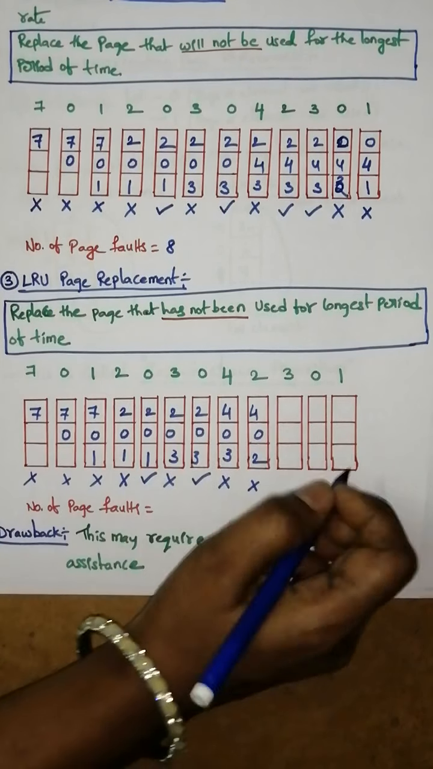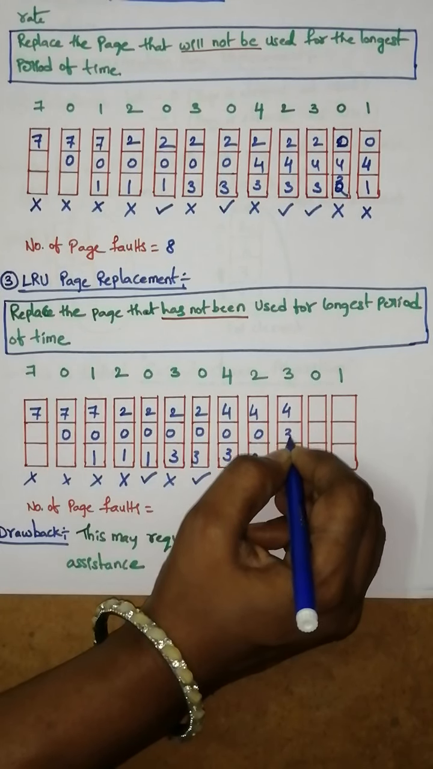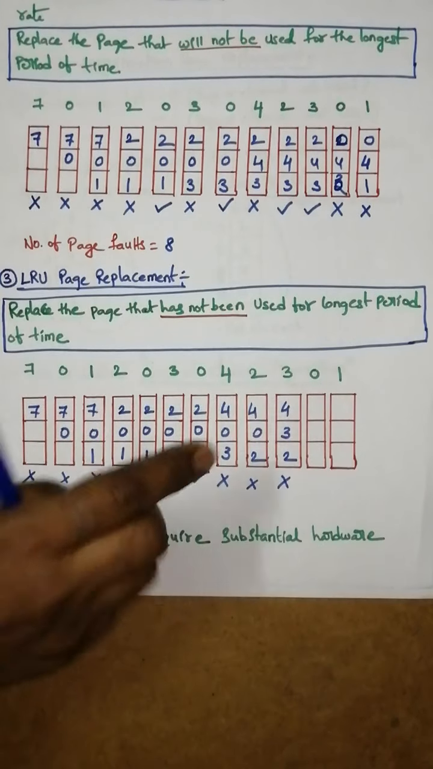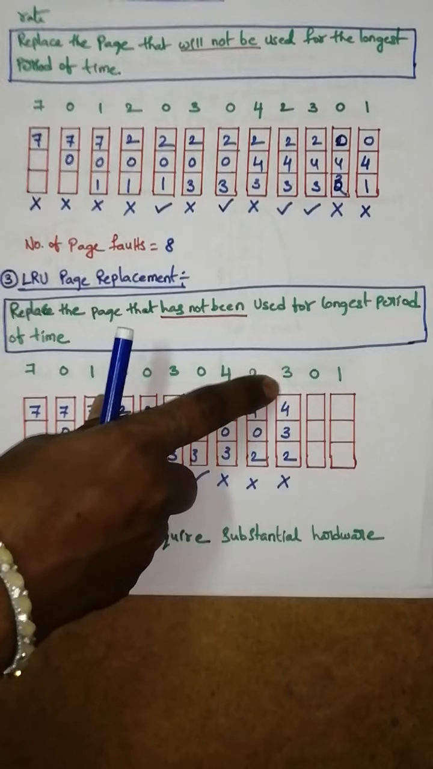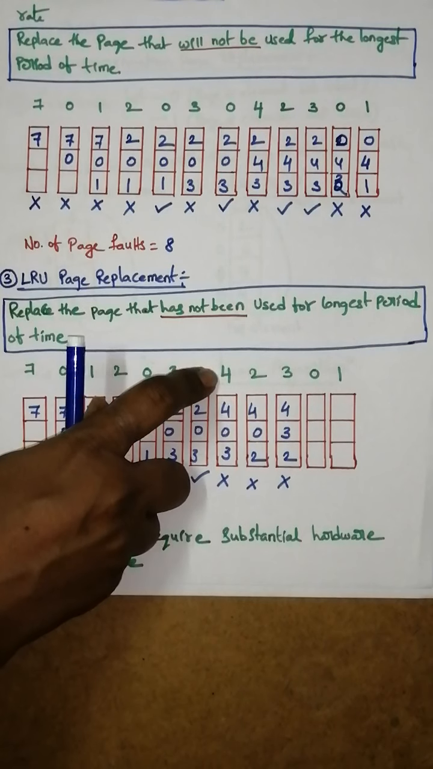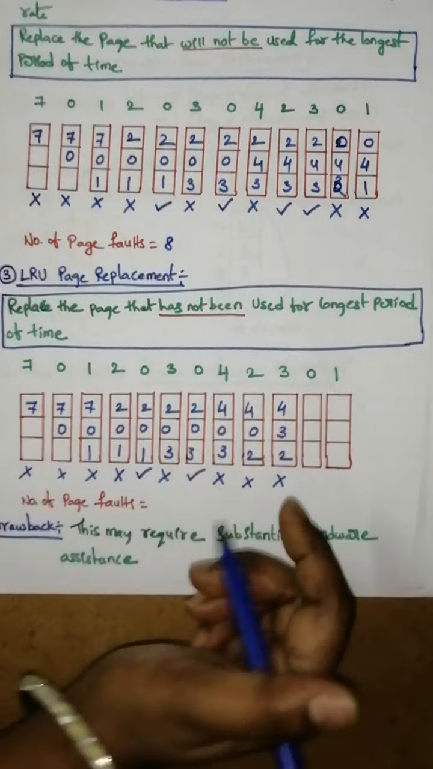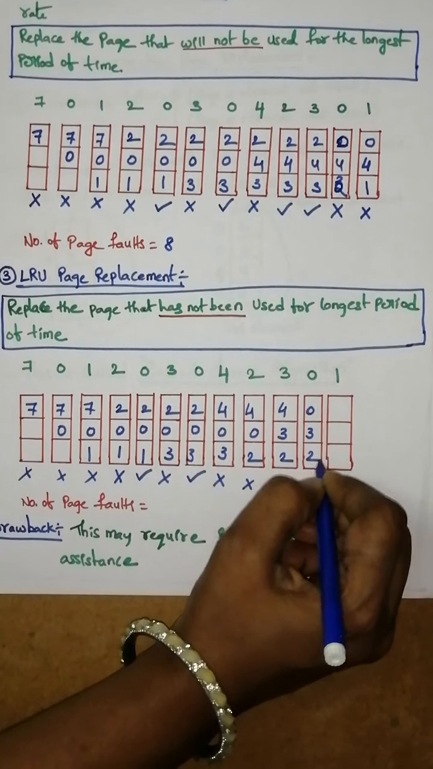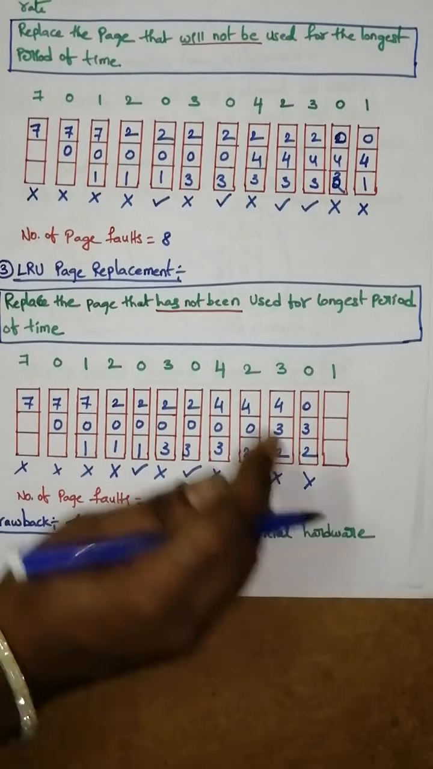So replace 0. So it is 4 3 2. It's a page fault. Next is 0. So out of 4 3 2, 3 is used here, 2 immediately, and the last one is 4. So replace 4. So it will become 0 3 2. It's a page fault. Next is 1.